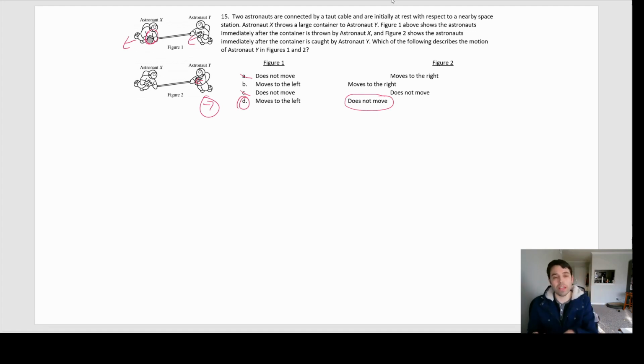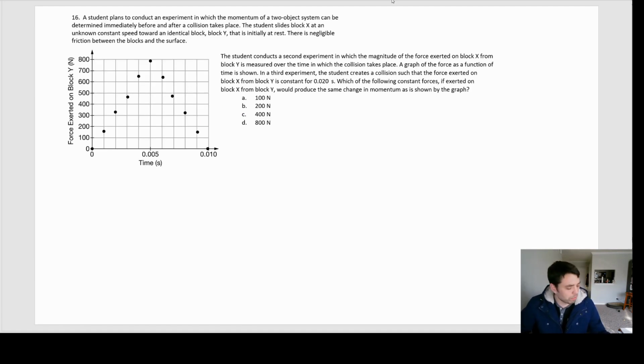After the astronaut throws the can, they move left, but when they catch it, they both actually stop. So this is true for both astronauts, not just astronaut Y. It's actually true for astronaut X and astronaut Y. But anyway. All right, cool. Hope that makes sense. Let's go on to the next one. Number 16.